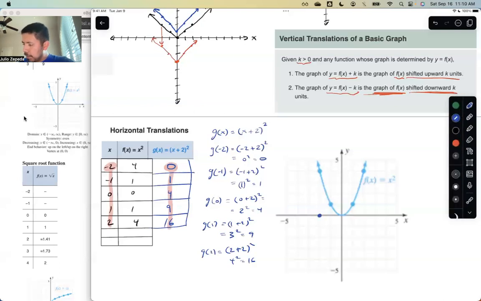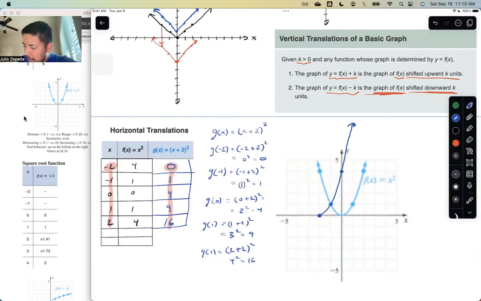-2, 0 is here. -1, comma 1. 0, comma 4. And then 1, comma 9 isn't really going to fit on here. It'll be somewhere up here. But notice what we get. We've got half of the parabola. Okay, so maybe we need to plug in a couple of other values for x.